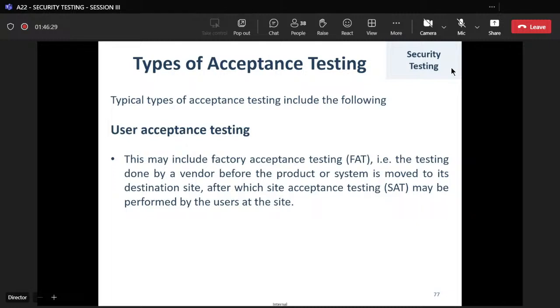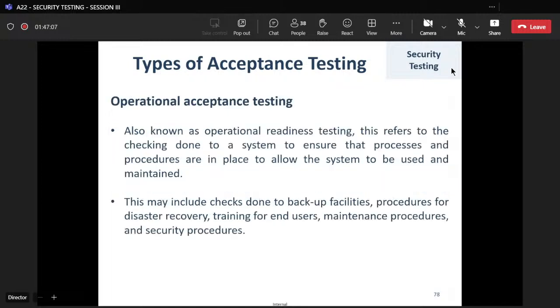The second type of acceptance testing is at the destination site, I can say SAT, site acceptance testing. This may be performed by the users at the site, and this is also called beta testing. Beta testing will be done at the customer site, where they are using the application for their business. So there are two types of acceptance testing discussed here: the factory acceptance testing by the development team, and the site acceptance testing performed by the users who are going to use the application.